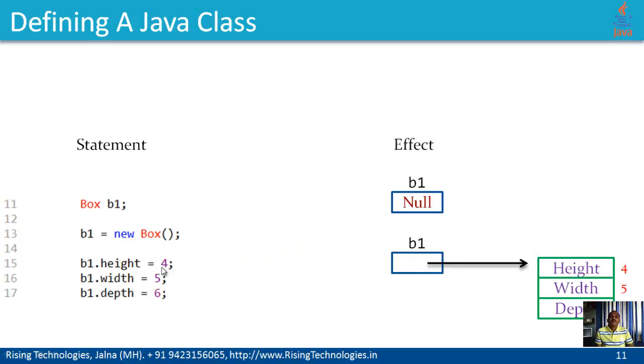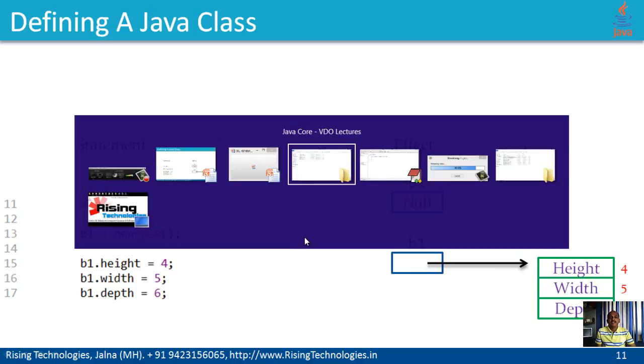Now I can assign values to the various properties of this box using this reference variable. Now look at this statement. I'm saying b1.height equals 4. So b1 is the reference variable. This reference variable is going to point to this particular object in the memory, and this object has a property that is height. So I am accessing this height property via this reference variable b1 and I am assigning a value to that particular variable. Now I can assign value to each and every property of this particular box object by using this box b1 reference variable.